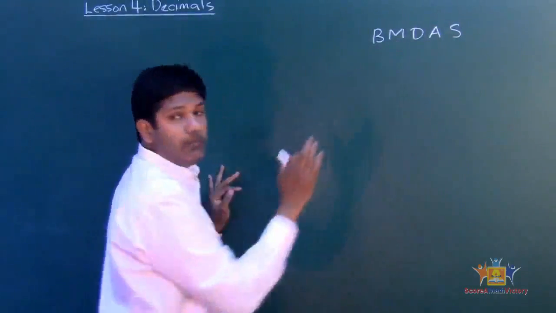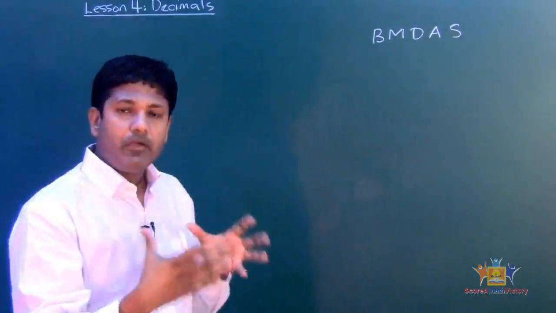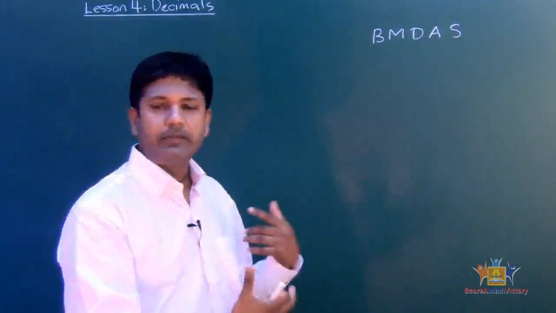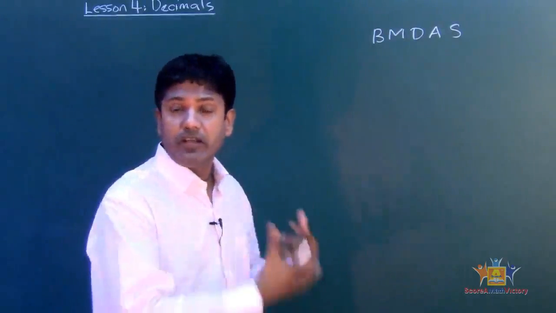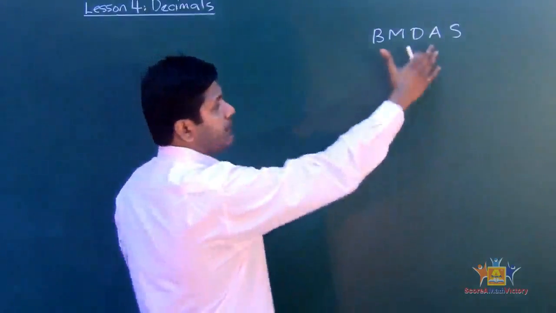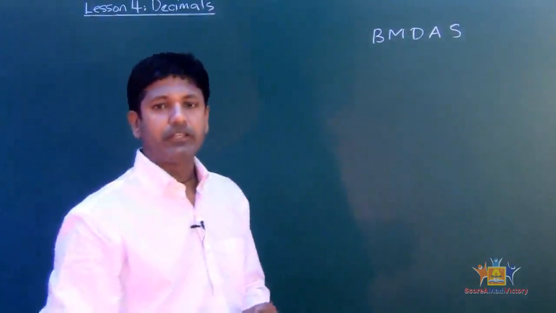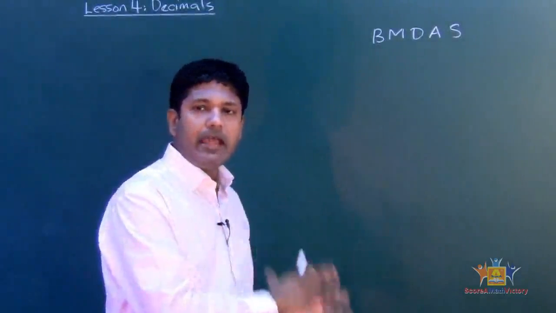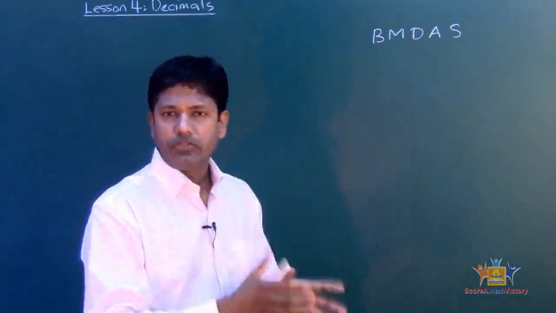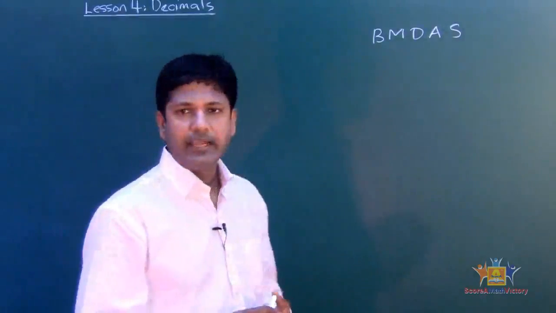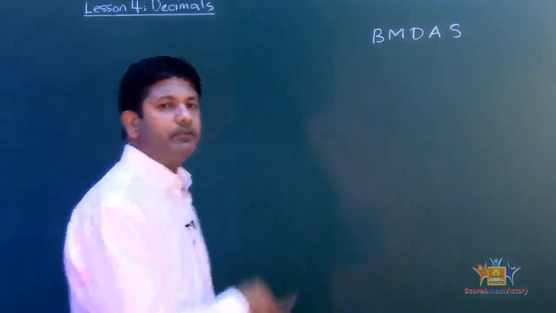If multiplication and division come in the same problem, use the left to right method. You can do the multiplication first or division first, whichever comes first when you go left to right. Same thing with addition and subtraction. If you have addition and subtraction together in a problem, always go from left to right, solve whichever comes first, and then the next operation. Now let's put some problems out.